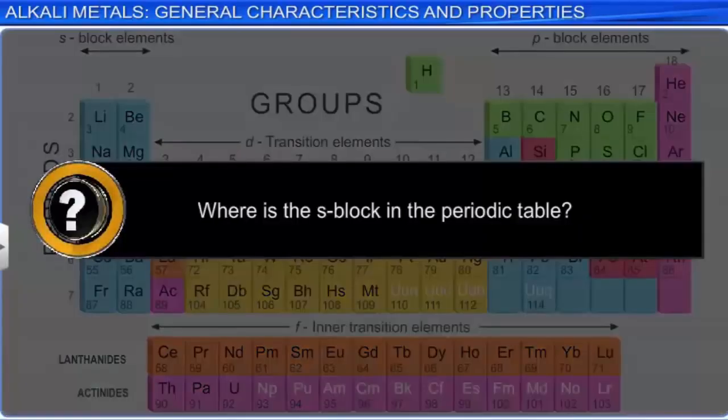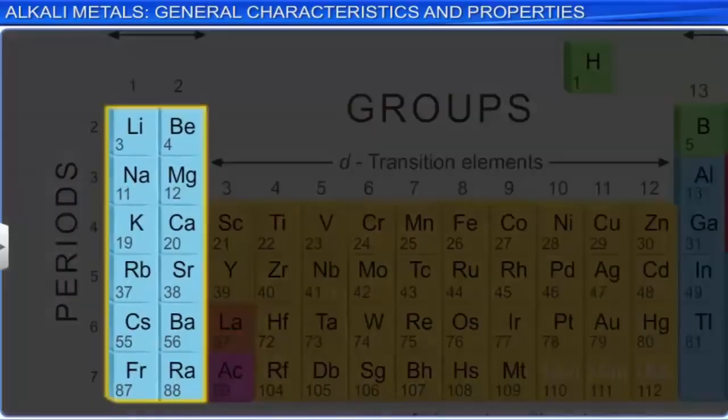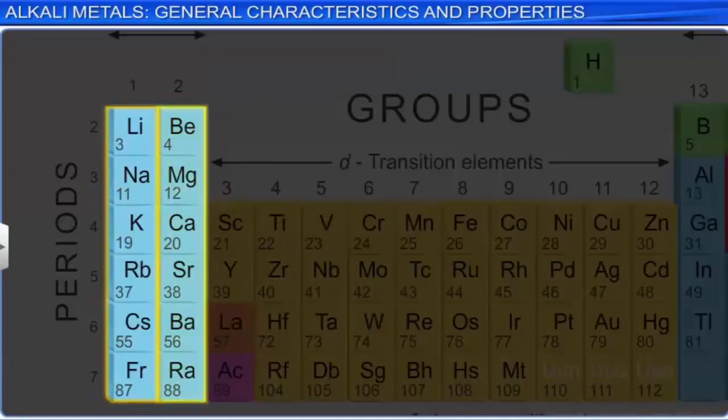Where is the S block in the periodic table? It's the first two columns or groups of the periodic table. This region is sometimes referred to as the S block because all the outermost electrons of these elements will occupy the s orbital. There are two columns in the s block because an s orbital can hold a maximum of 2 electrons.